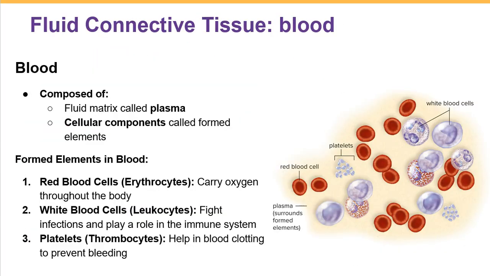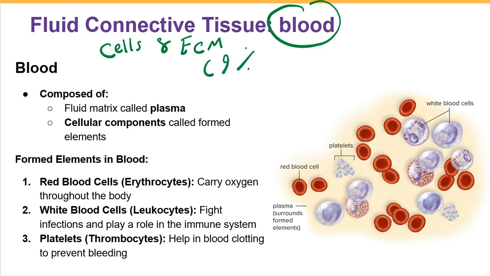Then let's take a look at the blood, which is the fluid connective tissue. Again, as with other connective tissue, we have to define cells and extracellular matrix. The extracellular matrix of the blood is actually 90% water, and we call this plasma. Plasma is the liquid part of the blood, which is the extracellular matrix. It is composed of 90% water, and we can also find nutrients, fibers, and ions inside the plasma.